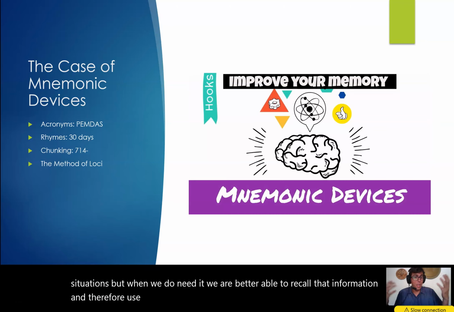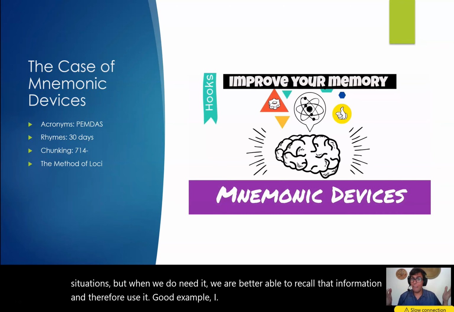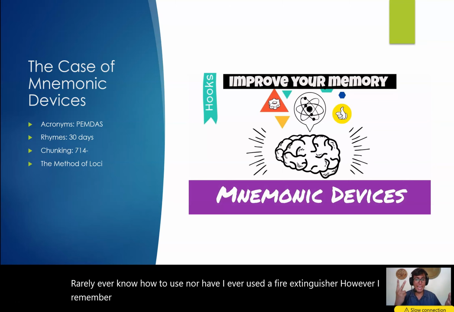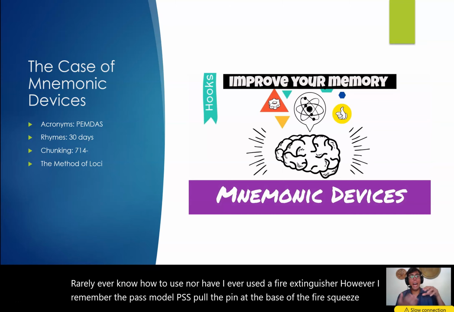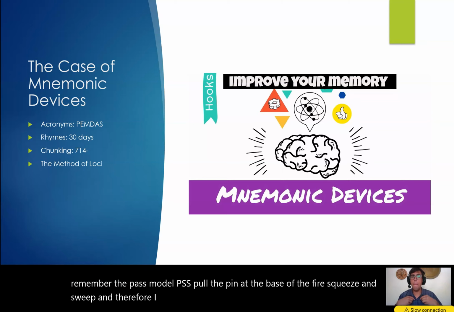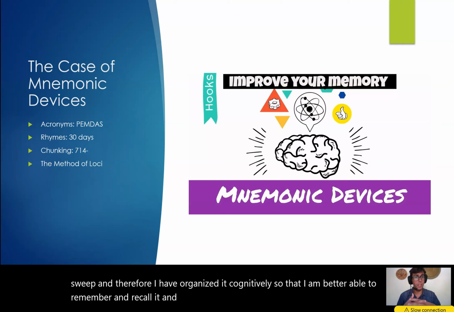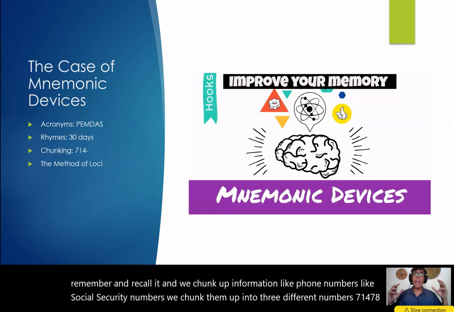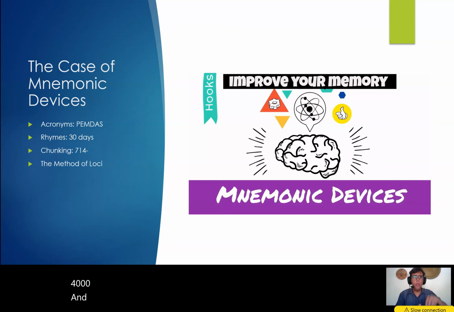Good example, I rarely ever know how to use, nor have I ever used, a fire extinguisher. However, I remember the PASS model: pull the pin, aim at the base of the fire, squeeze, and sweep. And therefore, I have organized it cognitively so that I am better able to remember and recall it. And we chunk up information like phone numbers, like social security numbers. We chunk them up into three different numbers, 714, 781, 4000, and thereby improve our retention of that information.